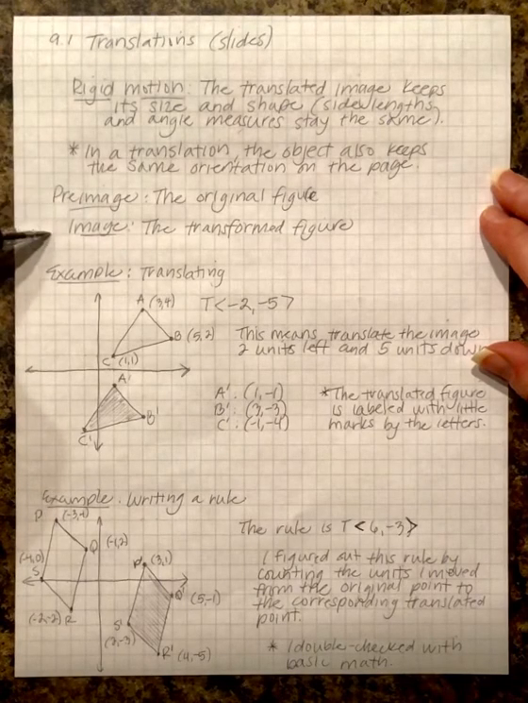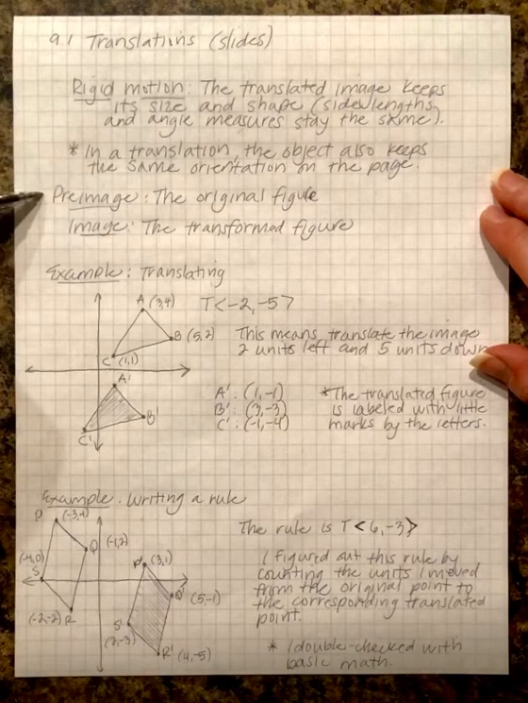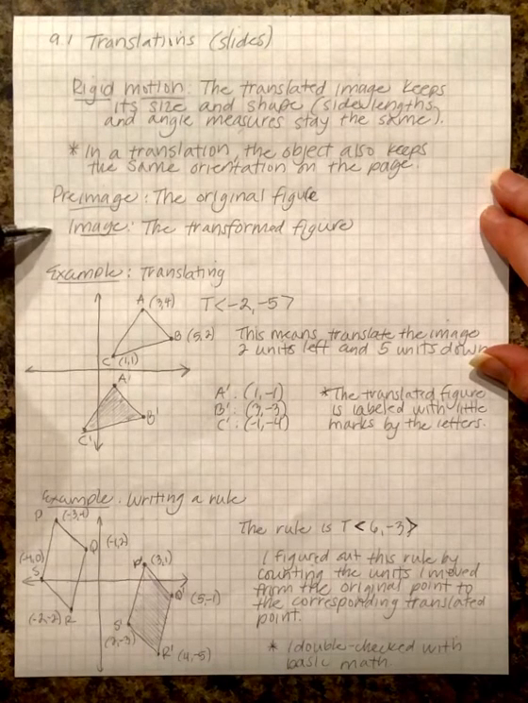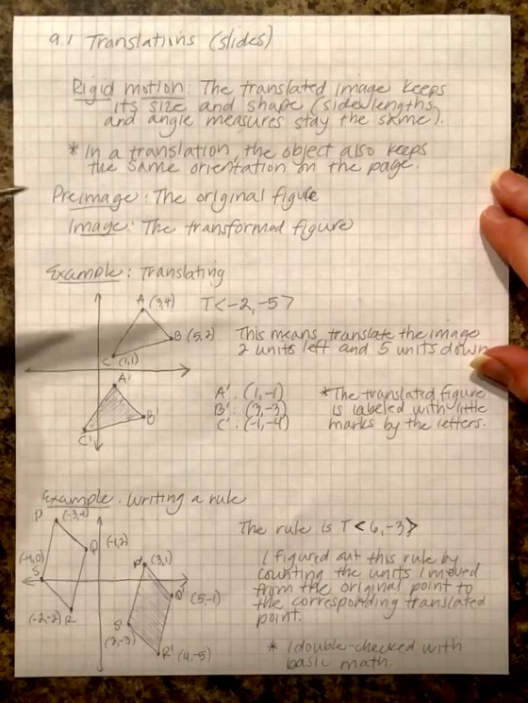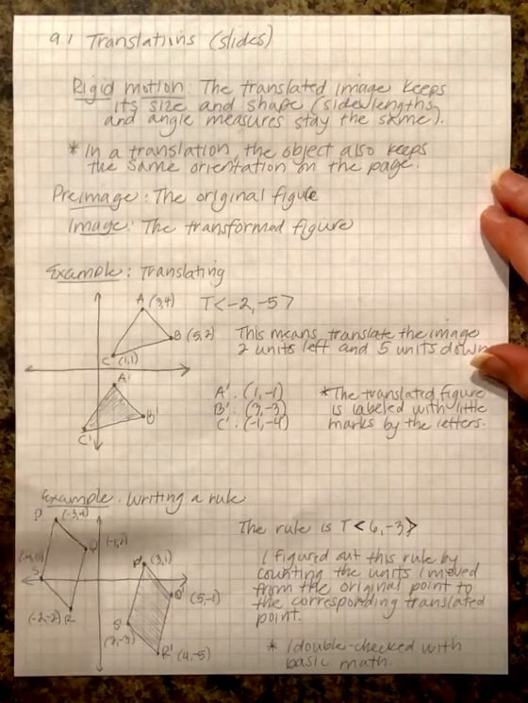Again, two words that you need to know, pre-image and image. Pre-image is the original figure, and then image is the transformed figure. Frankly, I don't know why they don't call it the image and the post-image, but that's just me.